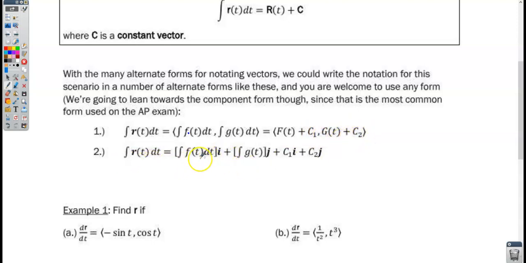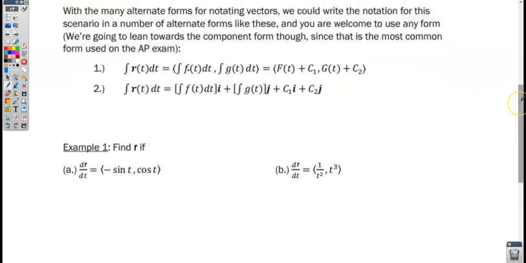Or we can do it in standard unit vector notation. That's what it looks like there. And then we can combine our i vectors into one and our j vectors into another. Sometimes you might even see this integral written in this form up here as well, and then calculate the constant vector from there. Lots of different ways. I'm going to focus on doing it in component form. So let's go ahead.